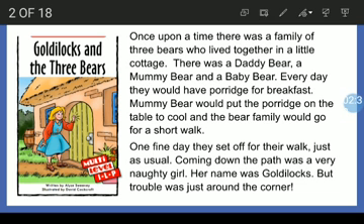Just as usual, coming down the path was a very naughty girl. Her name was Goldilocks. But trouble was just around the corner.